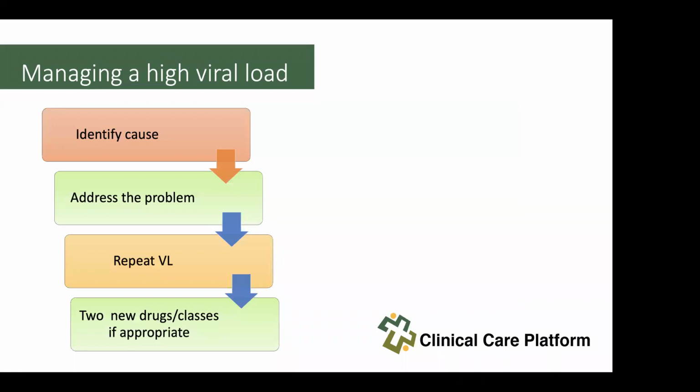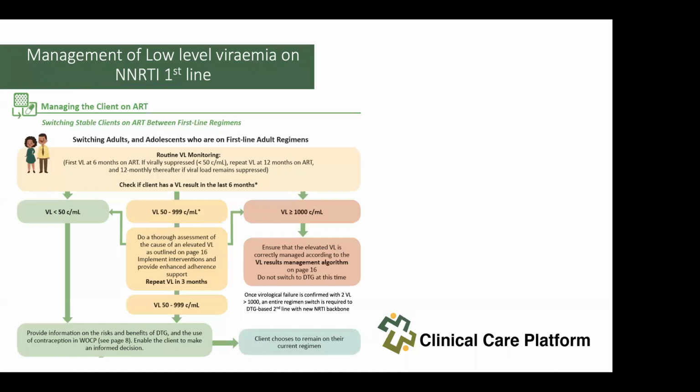We should pick it up. Once you pick it up, you must ask, what is the cause? Then address the problem, repeat the viral load. If the viral load is still not getting suppressed, you should consider switching your patient. And you'll see here, we are saying two new drug classes. Please avoid introducing one drug into a failing regimen. Doesn't matter how strong that drug is, even if it's DTG, let's try and avoid it as much as possible. Where you find yourself in a corner, maybe the best thing is to consider changing the regimen and introducing two new classes of drugs right there, right?